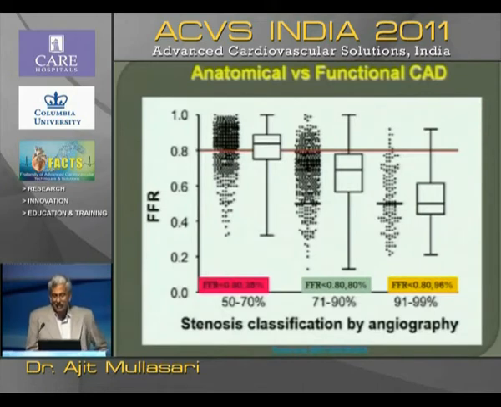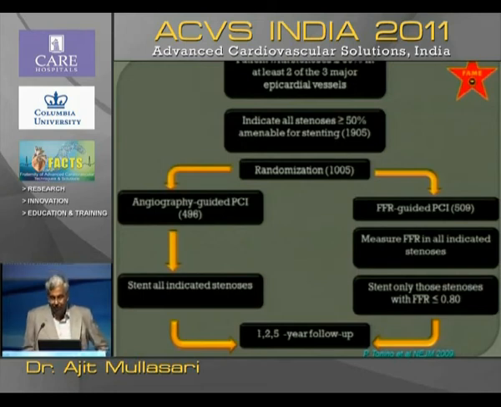If you look at stenosis classification by angiography, you find interestingly that for lesions which are 50 to 70%, most often FFRs are less than 0.8 only in 35% of patients. Clearly, you're over-treating 65% of patients in this subset. If your lesion is 71 to 90%, your FFR less than 0.8 is 80%. So clearly, you're again over-treating 20% of patients, and for 91 to 99%, there's still 4% of patients whose FFR is more than 0.8. Again, 4% being over-treated. So clearly, you're over-treating patients based on the angiographic pictures.